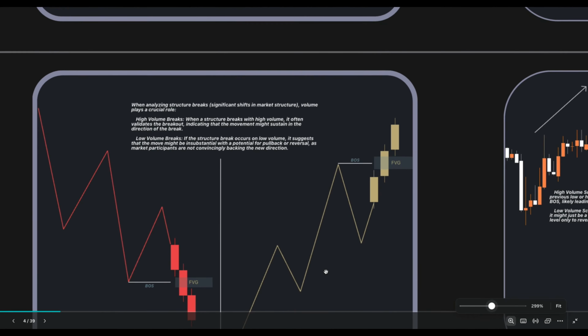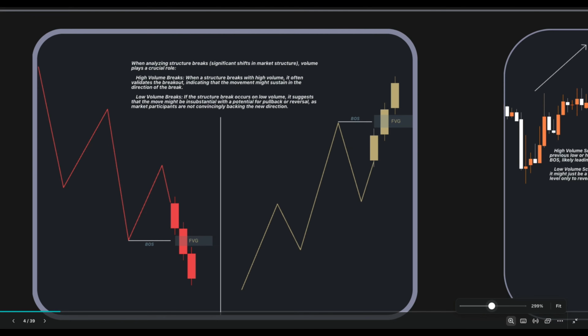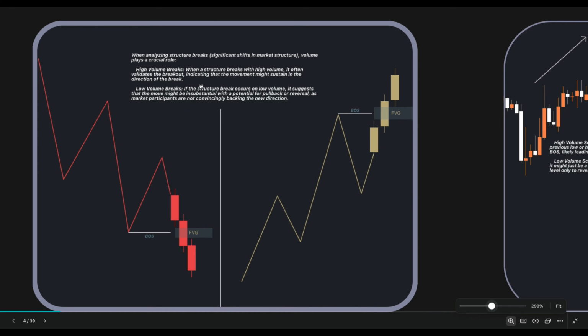When analyzing structure breaks, significant shifts in market structure, volume plays a crucial role. High volume breaks. When a structure breaks with high volume, it often validates the breakout, indicating that the movement might sustain in the direction of the break. Low volume breaks. If the structure break occurs on low volume, it suggests that the move might not be substantial, with a potential for a pullback or reversal, as market participants are not convincingly backing the new direction.